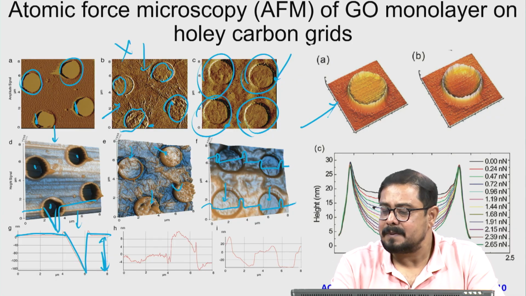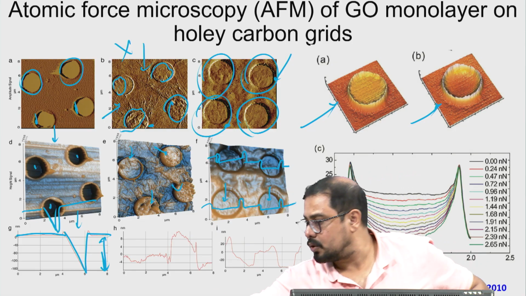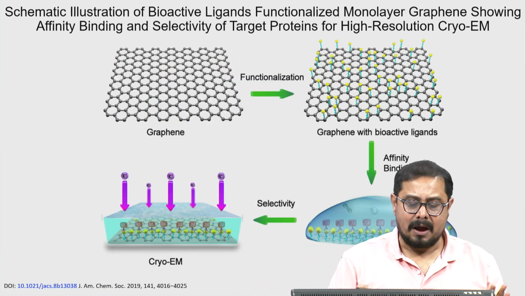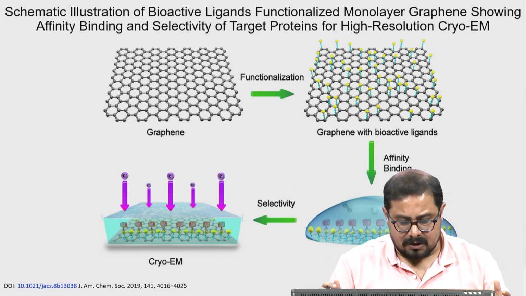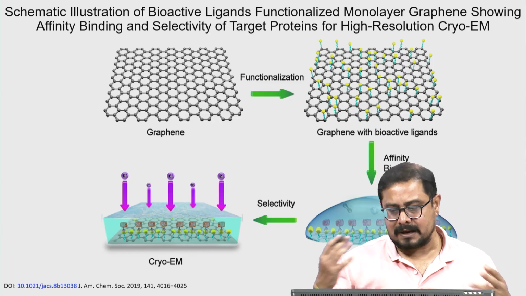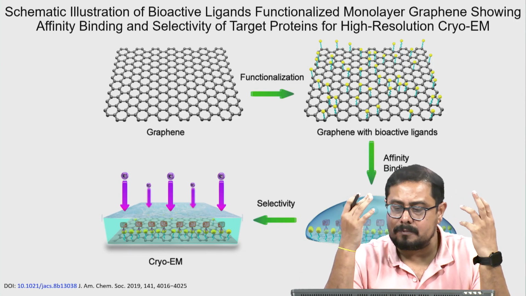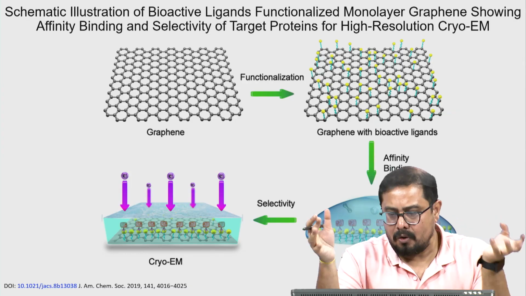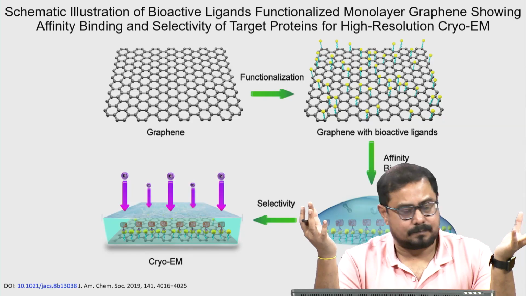So this is another AFM image. You can see after graphene oxide coating how those grids should look. Now, I was talking about the functionalized graphene oxide grid. For functionalized graphene oxide grids, we are trying to use different kinds of functional groups. Sometimes we can add the amine group, or sometimes we can add the fluorine group, so that they attract the other samples.